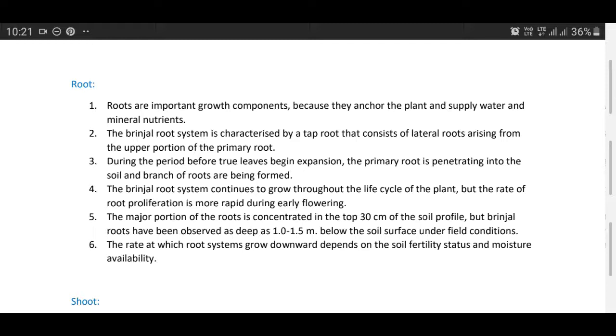The brinjal root system continues to grow throughout the life cycle of the plant, but the rate of root proliferation is more rapid during early flowering. The major portion of the roots is concentrated in the top 30 cm of the soil profile, but brinjal roots have been observed as deep as 1 to 1.5 meter below the soil surface under field conditions. The rate at which root systems grow downward depends on the soil fertility status and moisture availability in the soil.